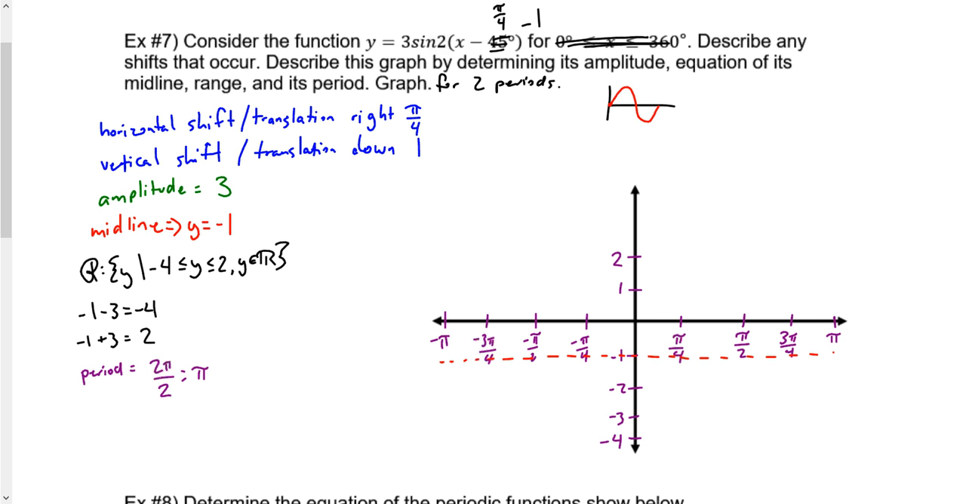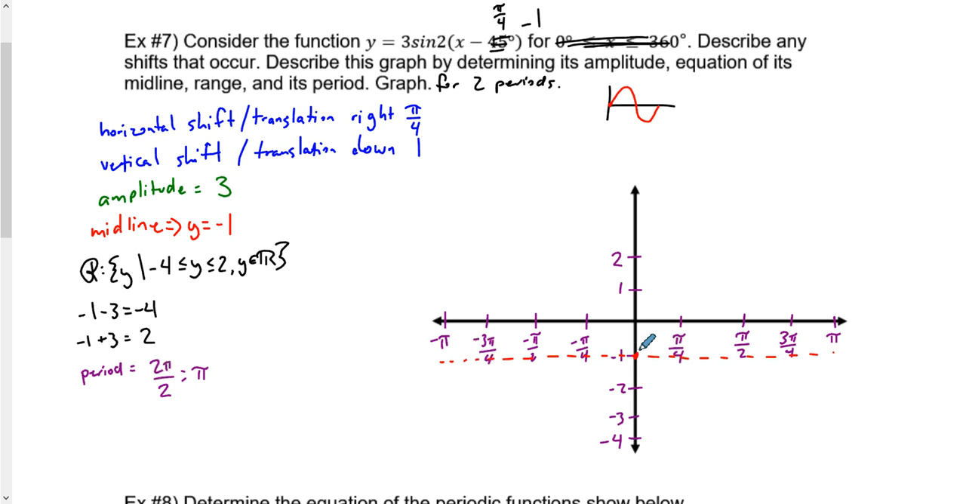See, what other things can we do? Well, let's see. We know what our amplitude is going to be. We're going to have to make sure we go from our midline all the way up to 2 and all the way down to -4. Our period has been affected. Our vertical shift: everything's going to be moved down 1. So instead of starting here, everything's going to be shifted down 1 unit.